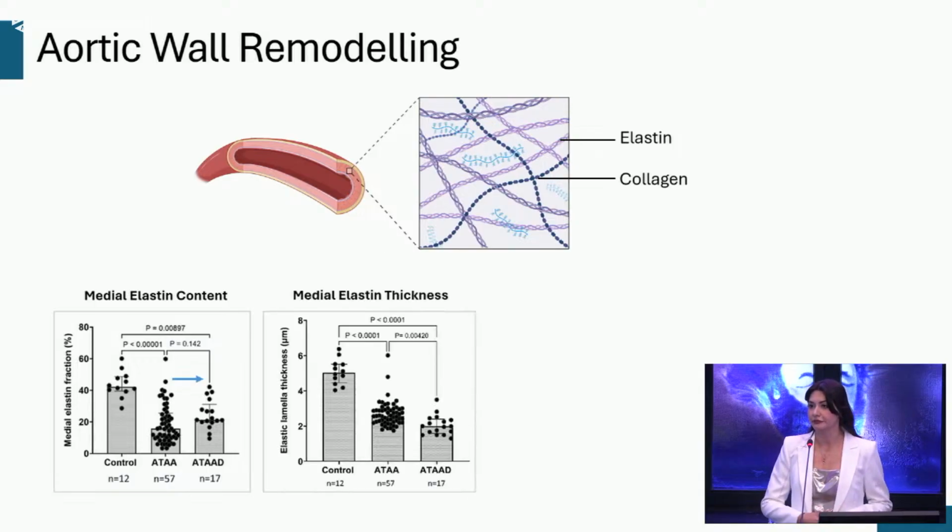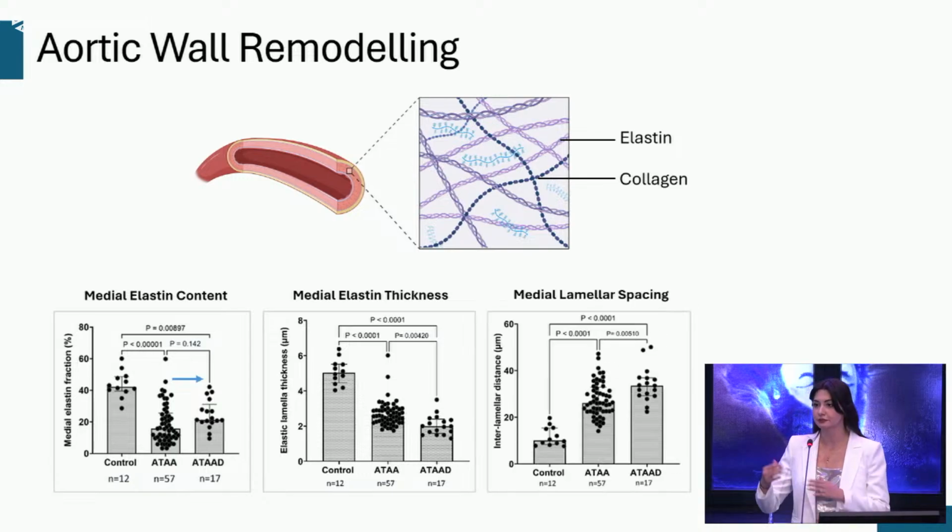We did not stop here, we went on and we estimated the structural differences by looking at the thickness, for example, of the vessels, but also the space between the vessels. And here we clearly found that there was a decrease in the elastin thickness in the dissected groups, and the same group also showed higher gaps between the lamella. So this means that not the elastin content is affected, but its structure.